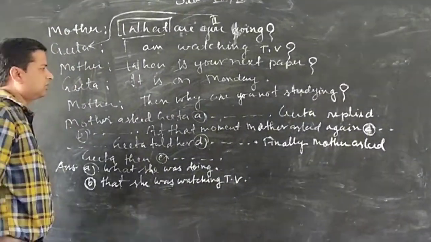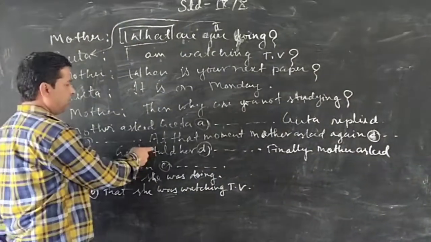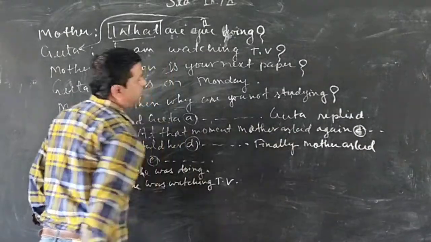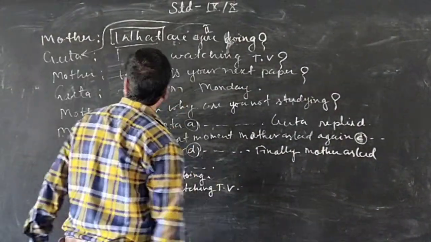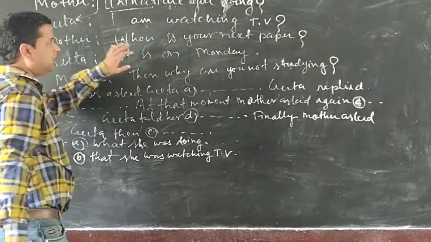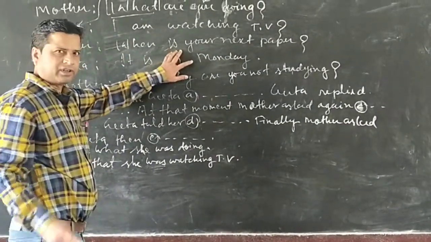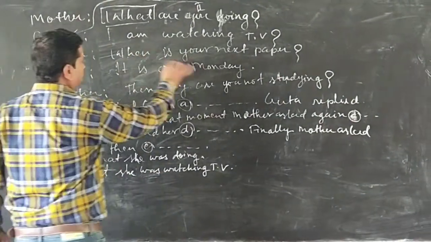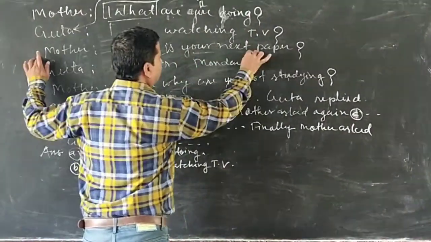Now look at your paragraph. At that moment, mother asked Geeta again. What did she ask her? When is your next paper? So you see that this sentence is in present tense. It will be changed into past tense. So your subject will be your next paper.